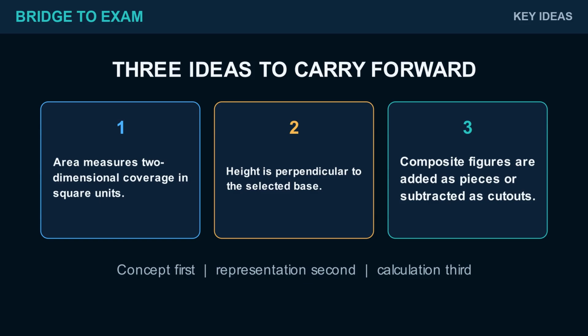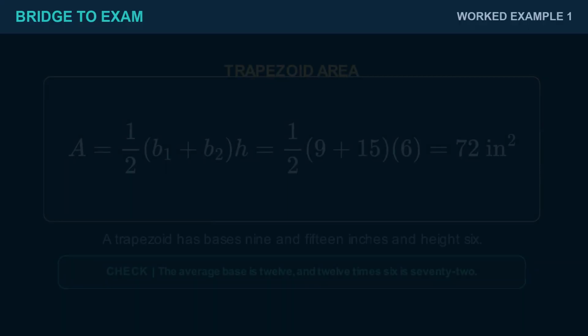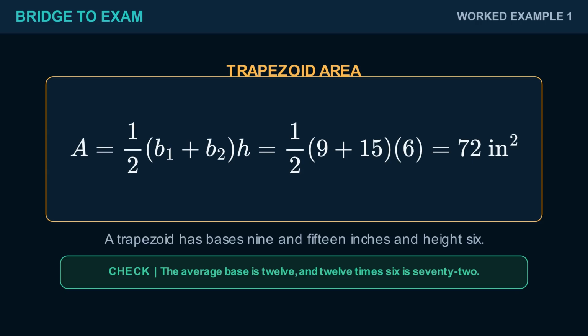3 ideas organize the lesson. First, area measures two-dimensional coverage in square units. Height is perpendicular to the selected base. Composite figures are added as pieces or subtracted as cutouts.